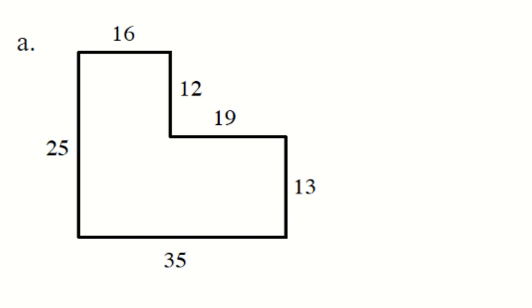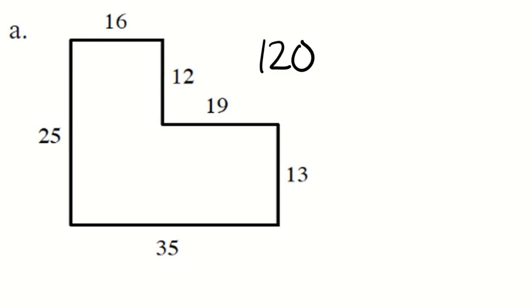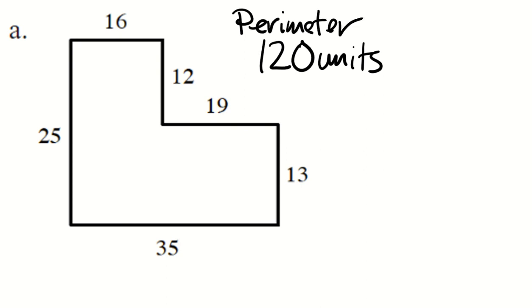16 plus 12 plus 19 plus 13 plus 35 plus 25. I got 120. So I believe the perimeter is 120. And the units of measure are not specified, so I'm just going to say 120 units. And again, this is the perimeter, the distance around it, if I was to walk around it. The perimeter is 120 units.